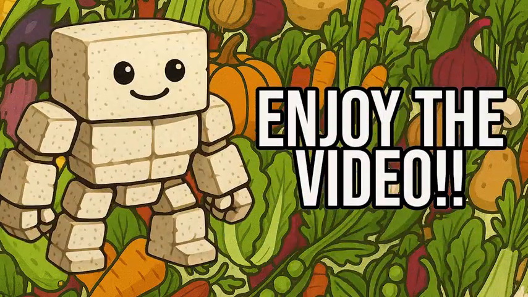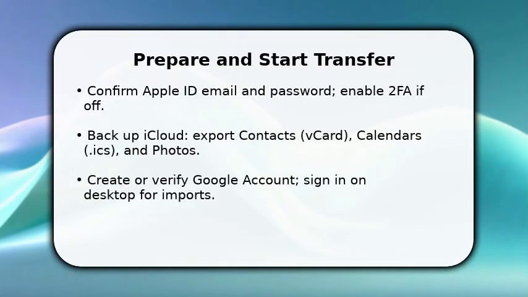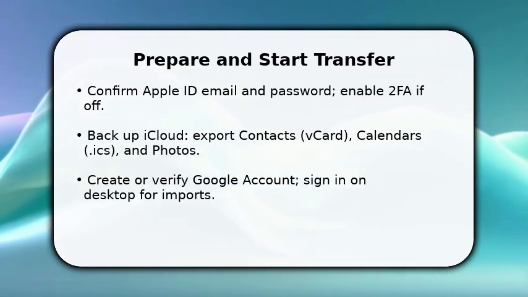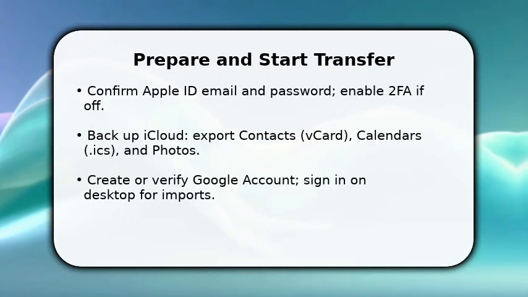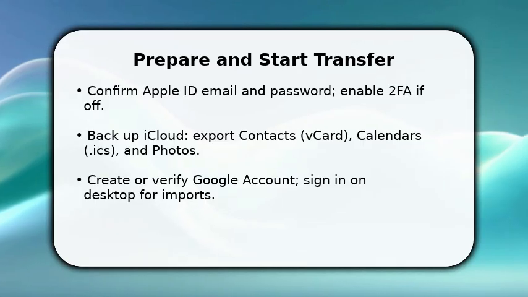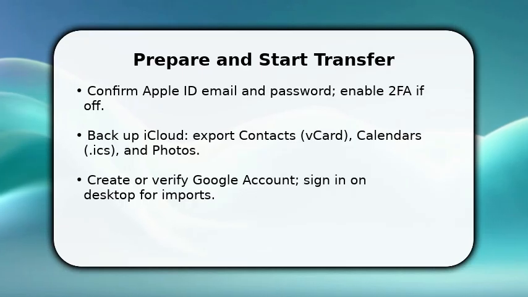Please enjoy the video. You start by securing both accounts. Sign into your Apple ID and enable two-factor authentication so changes are reversible. Once done, export your essentials from iCloud: download contacts as a vCard, calendars as iCal, and a Photos archive.